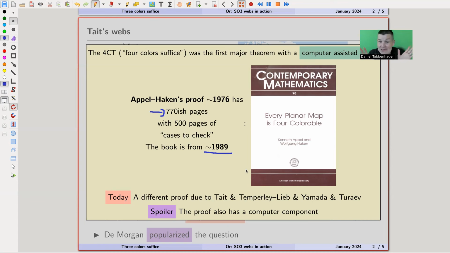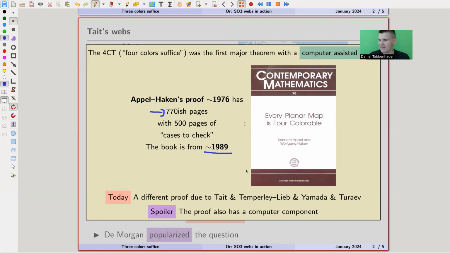It's very dangerous to say in a video, of course. Life might prove me wrong. I would be happy if someone proved me wrong. But anyway, I kind of believe that every proof you will ever find has some computer component because there are just too many special cases. And the different proof I'm going to show you still has many, many special cases.